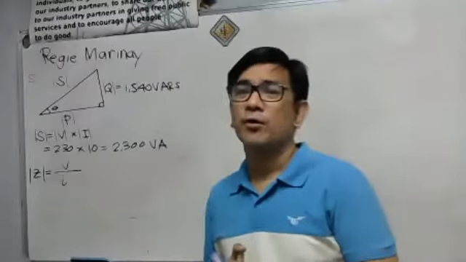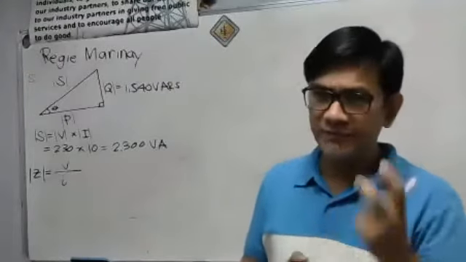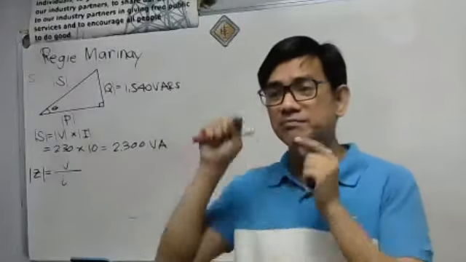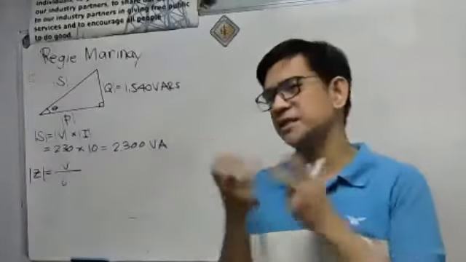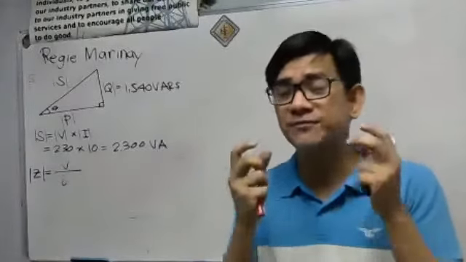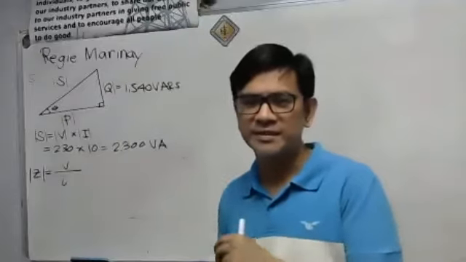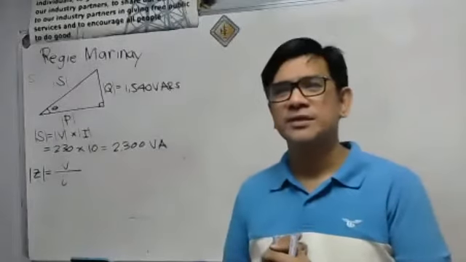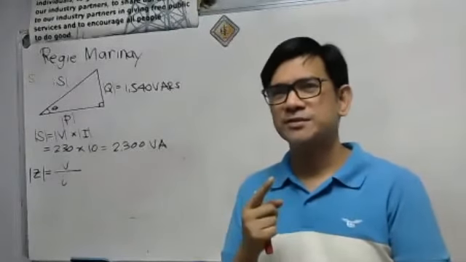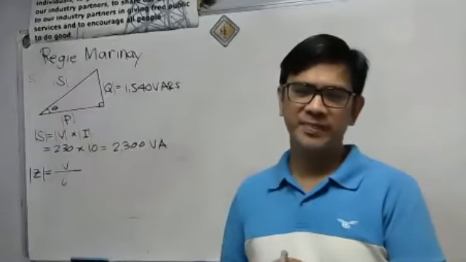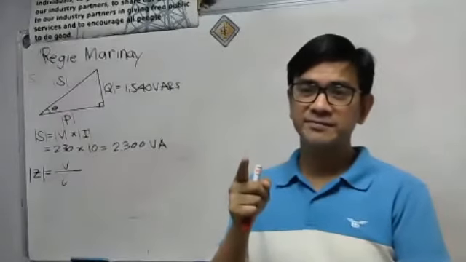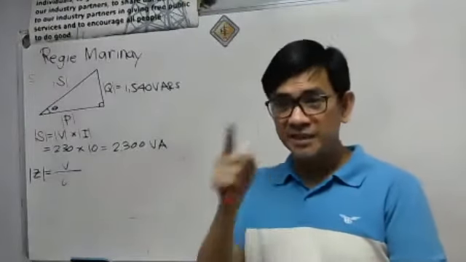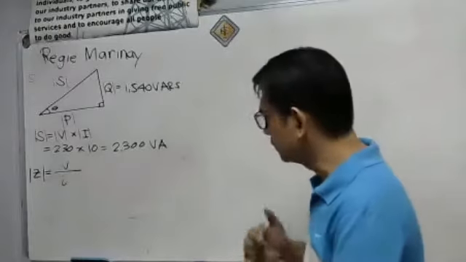That is what we call the effective value. If you have direct current meters, a DC voltmeter or DC ammeter, you're measuring the average value. So please take note of that. Again, AC meters measure RMS value. DC meters measure average value. Pag AC meter, RMS value. Pag DC meter, average value ang sinusukat mo.